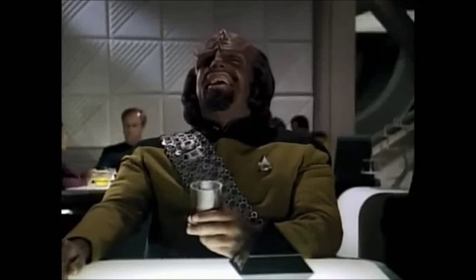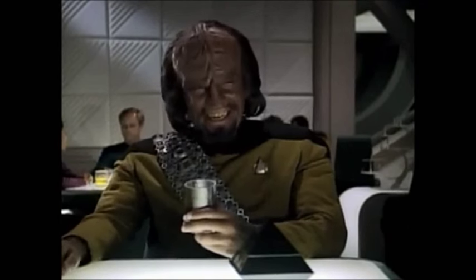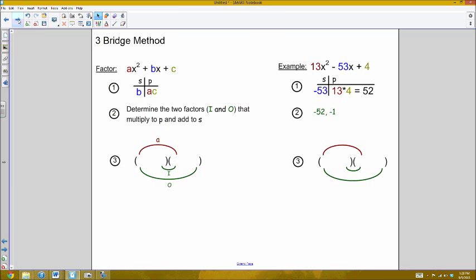The three-bridge method actually starts off in much the same way as the AC method did, in that I'm looking for first the sum and the product. So I have to find the sum and product box exactly the same way as before. The sum will be negative 53, and the product will be 13 times 4. It's that A term times that C term, just 52.